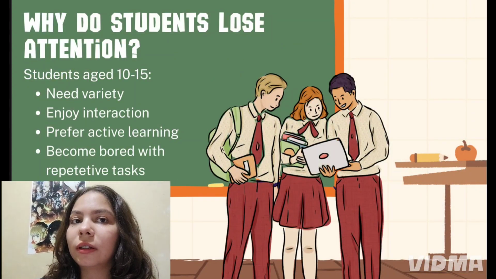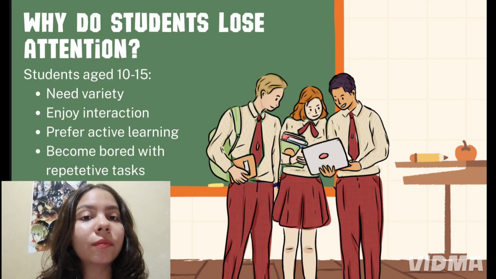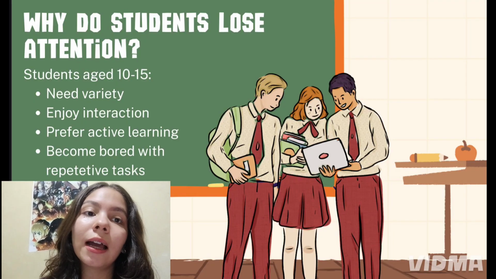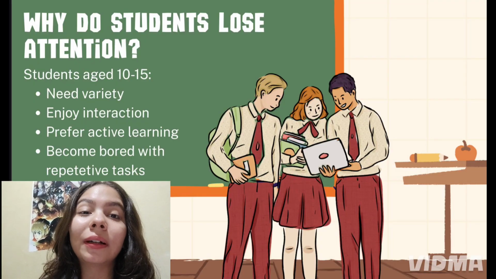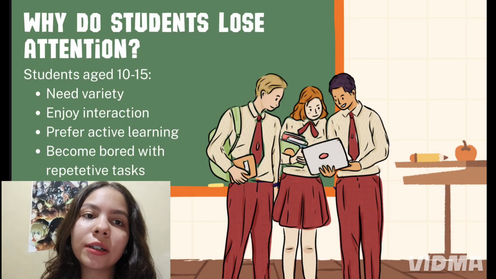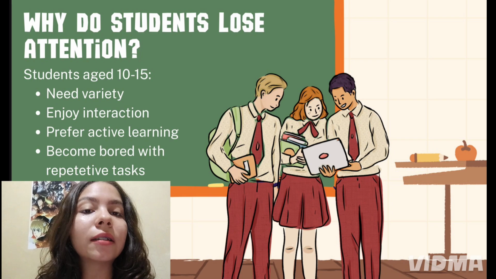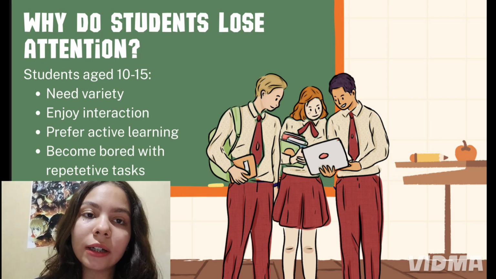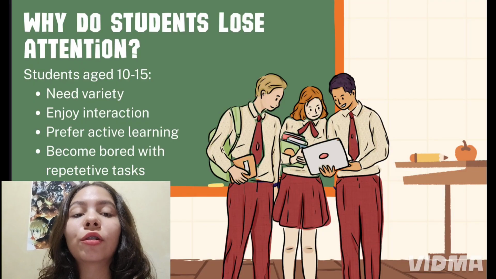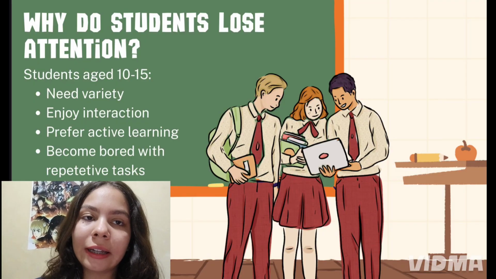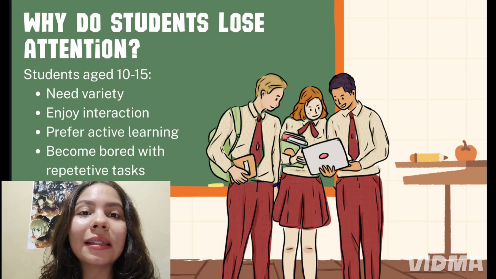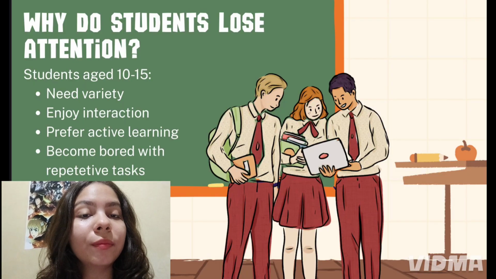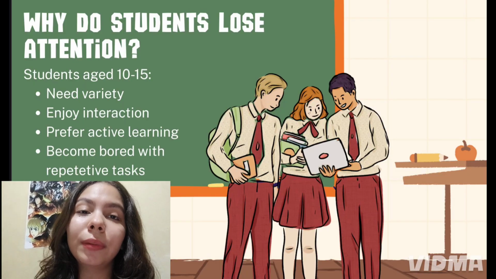First, let's look at this question. Why do students lose attention? Well, learners in this age group are curious and energetic. However, long explanations and repetitive activities can reduce their concentration. For this reason, teachers should provide dynamic experiences that encourage participation and collaboration, always maintaining the instructional momentum so we don't lose their engagement. Overall, students aged 10 to 15 need variety, enjoy interaction, prefer active learning, and become bored with repetitive tasks.